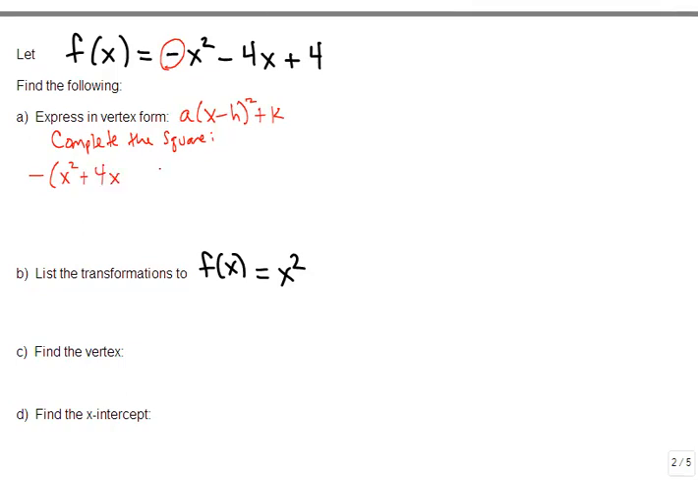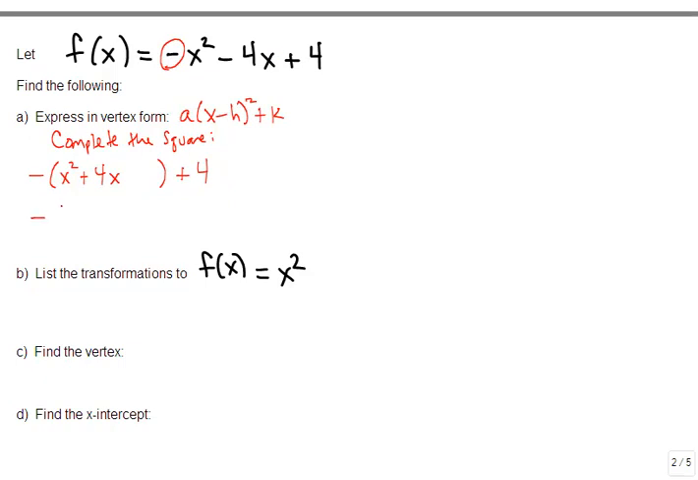Now notice how I'm going to do this. I'm going to put a little space, close my parentheses, and this constant, this plus 4 that's on the end, I'm just going to leave it off to the side. So I haven't really changed my function at all. I'm just writing it in a different way.